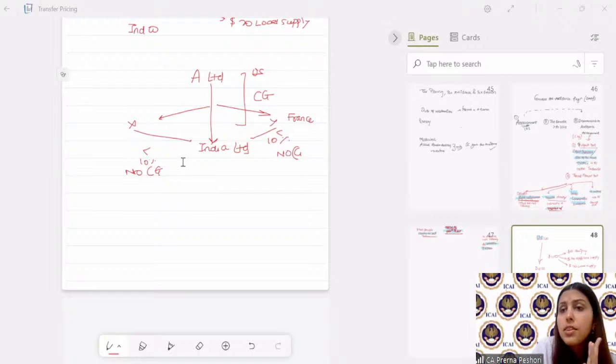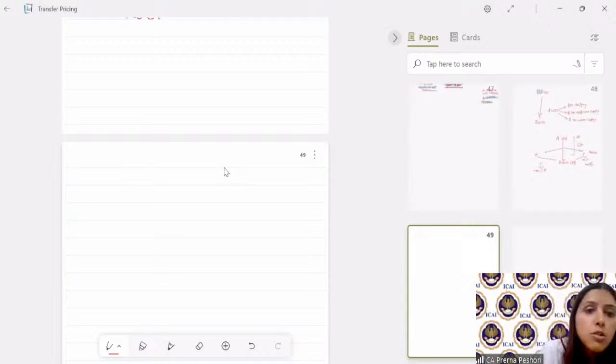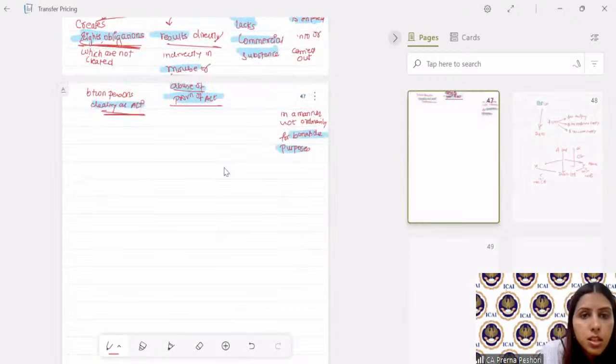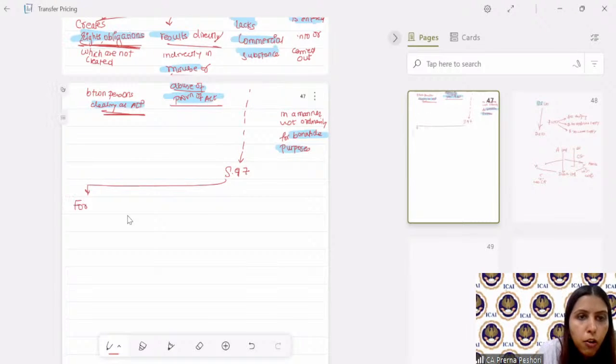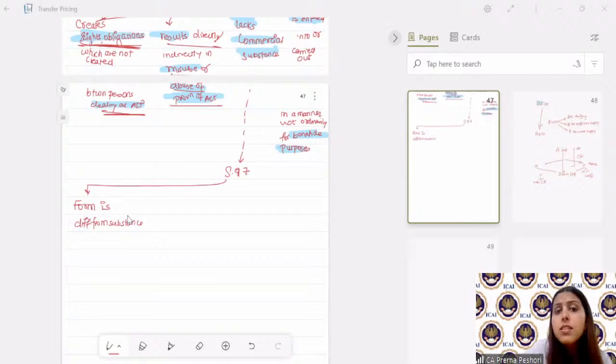Similarly, the third tainted element is an arrangement which lacks commercial substance. Now that is defined in section 97. What does that mean? Certain arrangements are deemed to have lacked commercial substance, which are arrangements where form is different from substance. So the arrangement where the substance or the effect of the arrangement is inconsistent with or differs significantly from the form of its individual steps or parts.